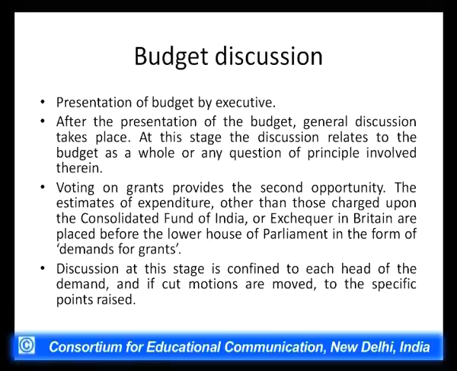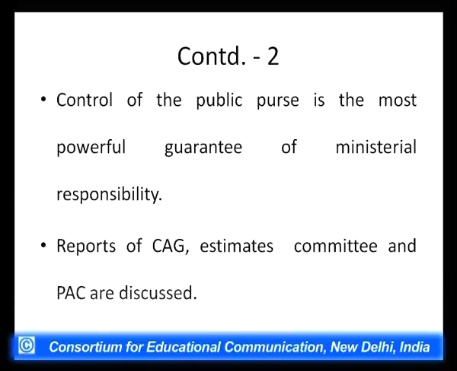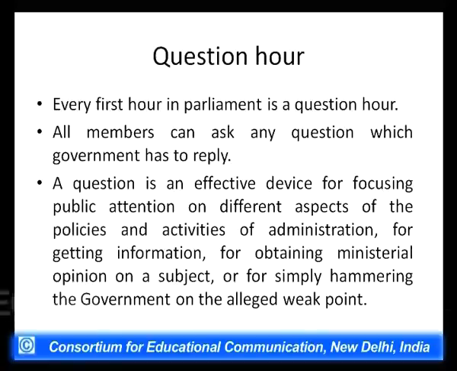During this stage, the discussion is confined to items. Each and every grant, each and every item explained by the government, each and every money demanded by the government is debated. And each head of the demand thus comes under the purview of the members of Parliament. This is necessary because the control of the public purse is the most powerful guarantee of ministerial responsibility. During this stage, the third stage comes when report of the CAG, Public Accounts Committee and Estimates Committee, etc. are discussed during the budget itself.